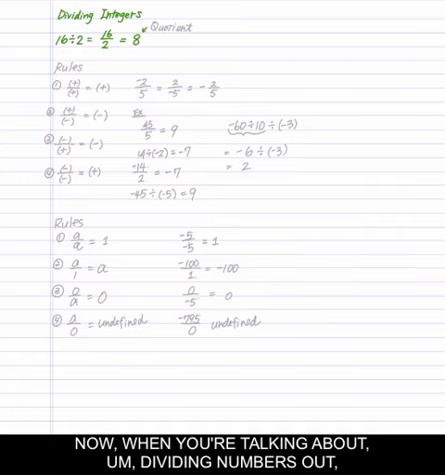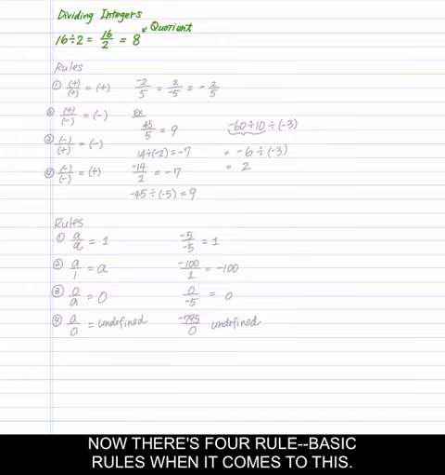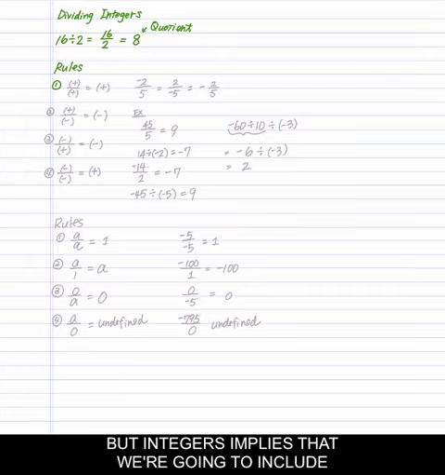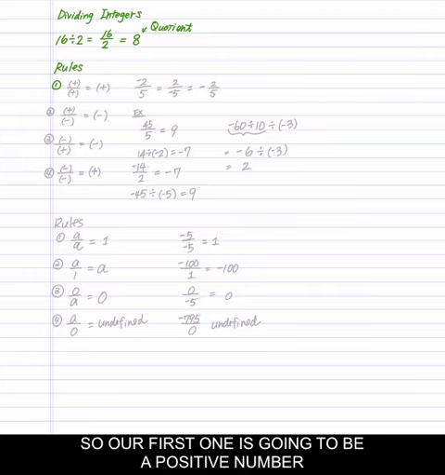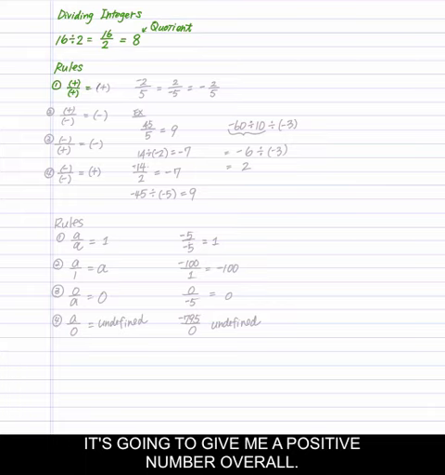Now, when we talk about dividing numbers out, we refer to the result of that as a quotient. All right, now there's 4 basic rules when it comes to this. And we're specifying integers. These rules apply actually to any values, but integers implies that we're going to include negative values. So our first one is a positive number divided by another positive number is going to give me a positive number overall.